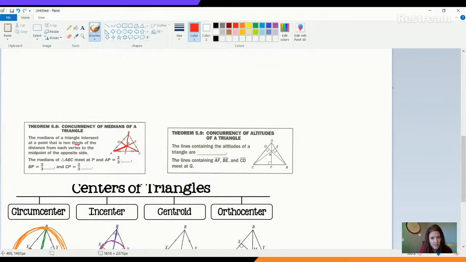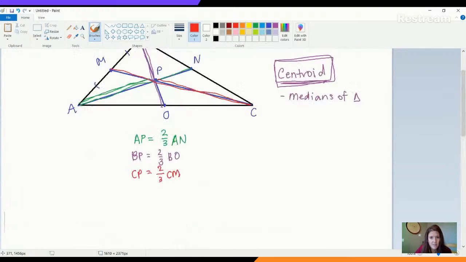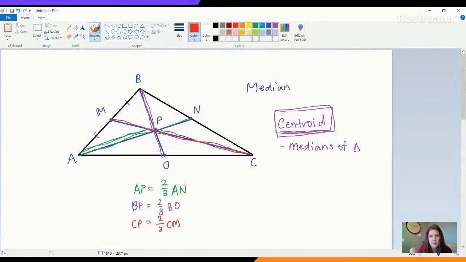A to P is equal to 2/3 of A to E. B to P is equal to 2/3 of B to F. And C to P is equal to 2/3 the distance from C to D. So the whole distance. So practically what that means is, we got a lot going on in this picture, right?